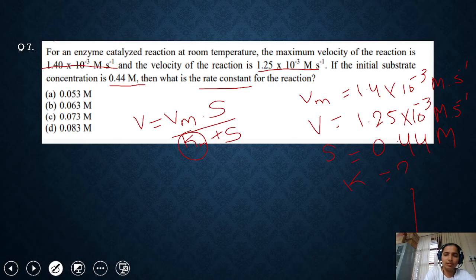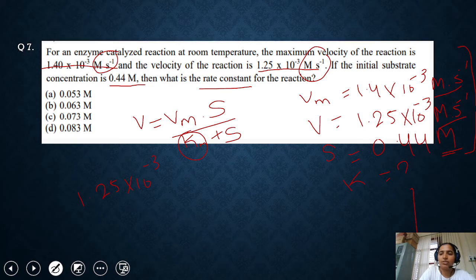Now let's solve it. This is 1.25 into 10 raised to the power minus 3. Because the units here are the same and the substrate concentration is also in molar, we don't need to change anything. But you have to take care of this really. This is really important. If the units are not the same or they are given in different terms, then you have to make all the units of the given components similar.